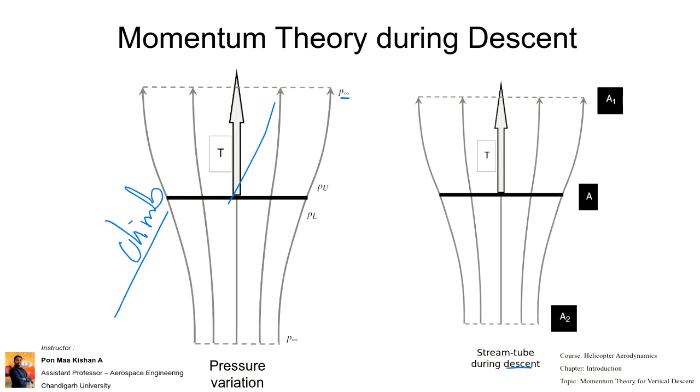Sorry, actually this is not climb. The direction is from down to up only, so this is also descent only, and I'm extremely sorry for that mistake. I had just compared the image between climb and descent. So this is also descent only, because the flow is acting upward. You can see the arrow, right? The flow is acting upward. So this is descent only, not climb. Sorry for the confusion.